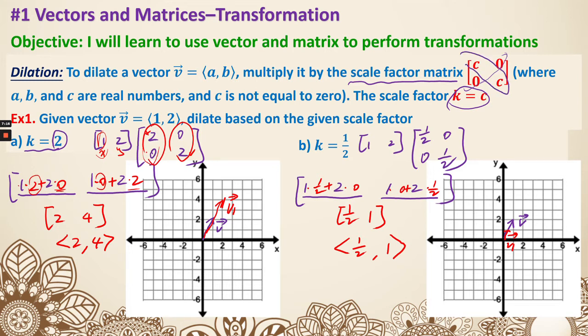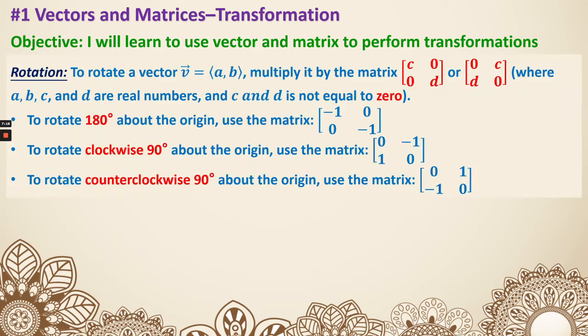So now let's move on to rotation. To rotate a vector, multiply it by the matrix. These are some general matrices, but these are the very special ones for each of the transformations. To rotate 180 degrees, if you think about it, it means if you are pointing this way, it's going to be flipped completely to the other direction. And that is still forming a straight line.